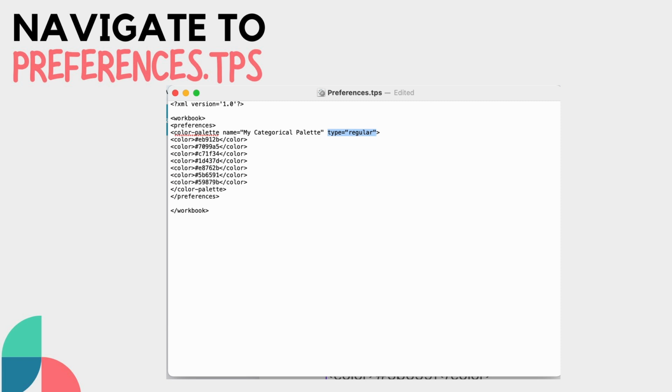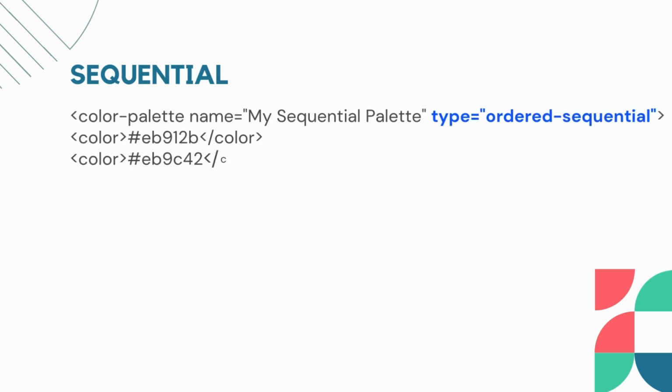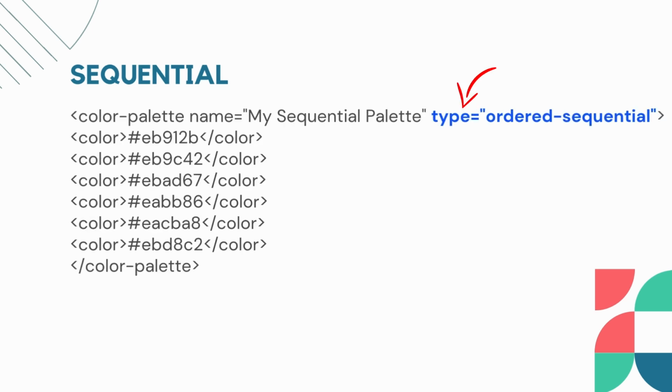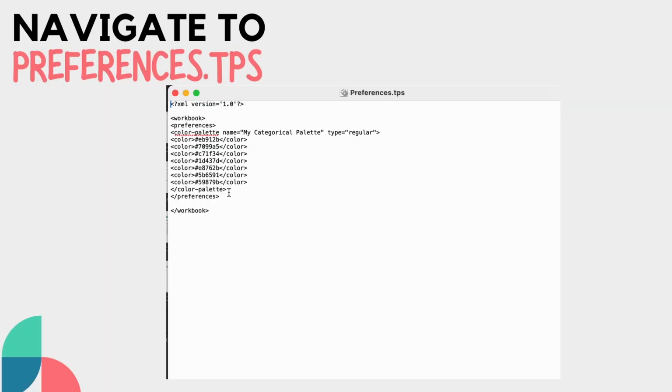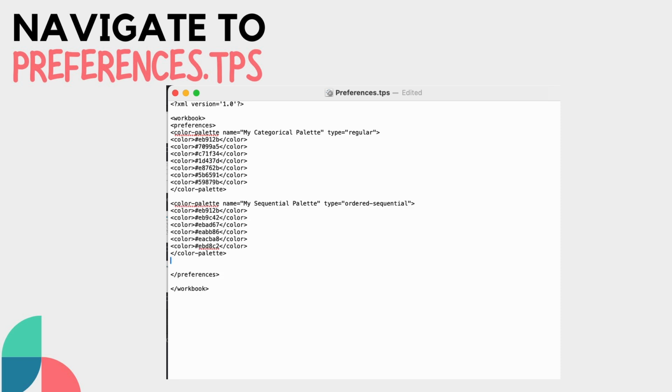Now coming to the sequential color palette. In order to have a sequential color palette, the type in the color palette tag should be ordered-sequential, and then you can have the sequence of colors that you want mentioned in the color tag. Again, in a similar way to how we did it for the categorical colors, we will just have to go ahead and save this, and that would enable us to have a sequential ordered color palette in our Tableau.